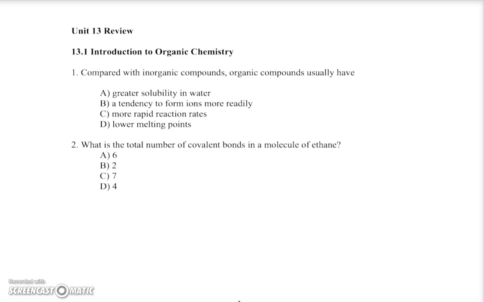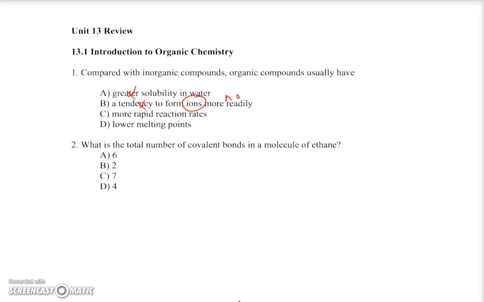All right, let's take a look at the review problems. Number 1, compared with inorganic compounds, organic compounds usually have greater solubility in water? No, they have very low solubility. Do they have a tendency to form ions more readily? No, they do not form ions, because they are not ionic compounds. So no.